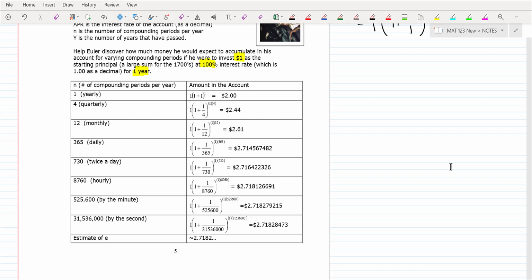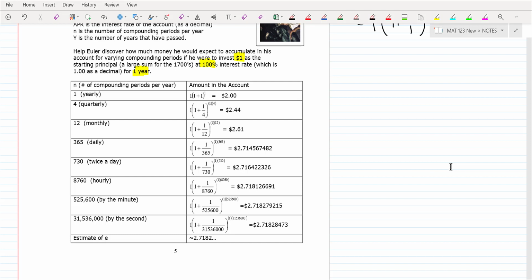If you go on to monthly, you have $1, 1 over 12. You're doing interest 12 times. Now it's $2.61. So here's what happens. The more often you do your interest, what's happening to your money? It's getting bigger, right? The more often you do interest, the more money you're going to make, but it's not going to get infinite. If you did interest every second of a year, you're not going to get an infinite amount of money. You get something around $2.72.